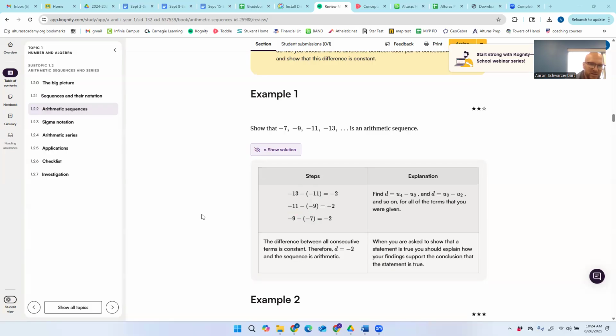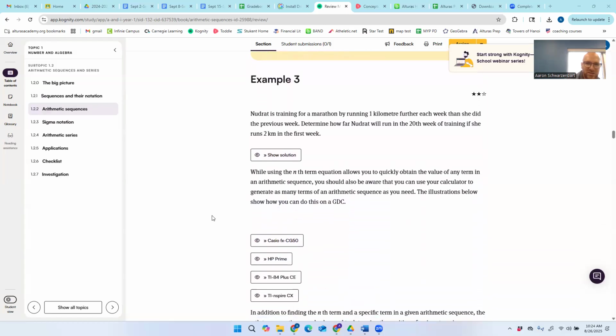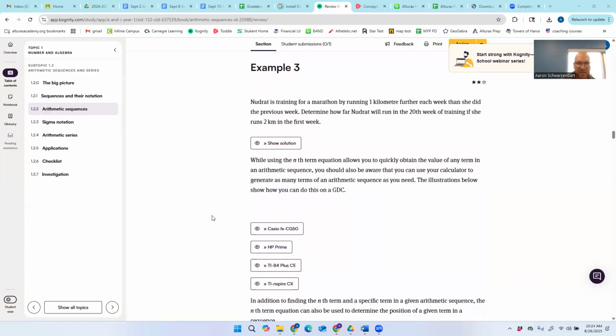I'm going to skip down to example 3. This is a pretty simple lesson, and we get lots of weird names here because this is an international baccalaureate course and trying to be very international. Nudrat is training for a marathon by running 1 kilometer further each week than she did the previous week. Determine how far Nudrat will run on the 20th week if she runs 2 kilometers her first week.